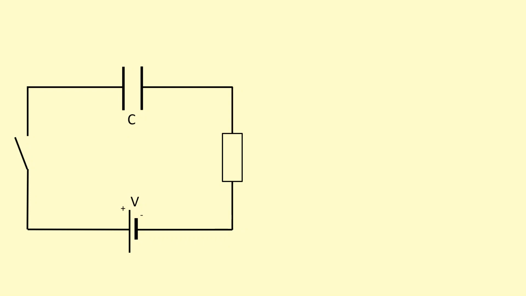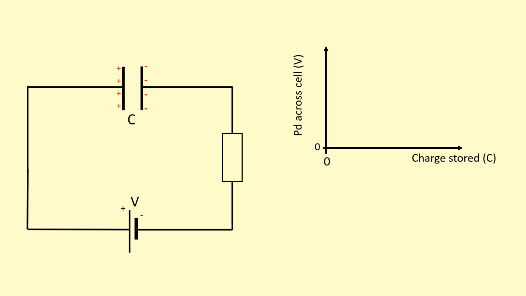So how do I calculate the energy stored in a capacitor when it is charged? If we close this circuit and let the capacitor charge up, let's start off by looking at the energy supplied by the cell. If we plot a graph of potential difference across the cell against charge, we get a constant straight line for the cell, because the cell provides a constant potential difference.